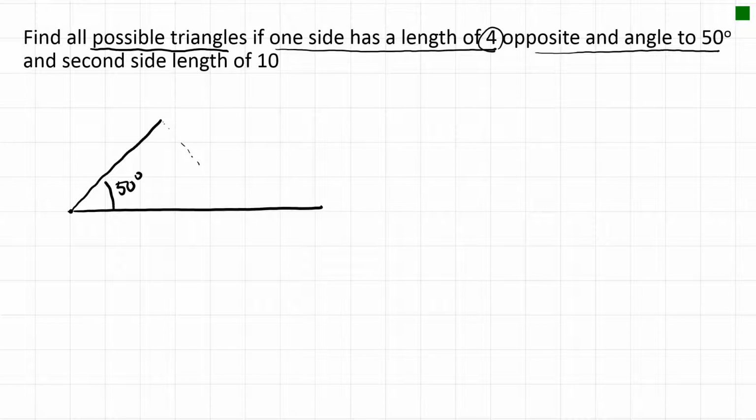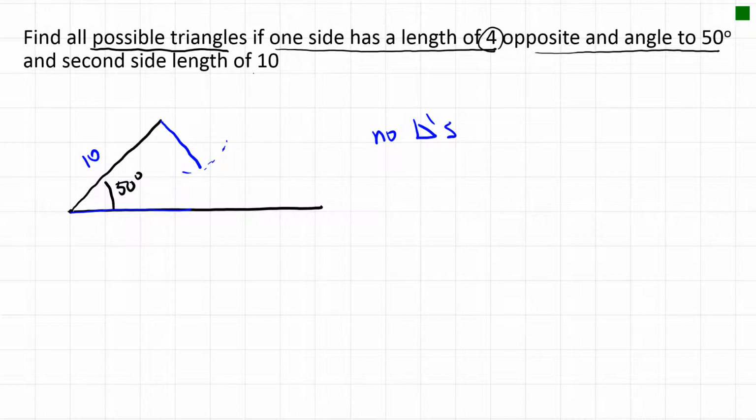I'm not going to draw it in yet. The second side is 10. So that means that this side here is 10, or this side, this one right here. It doesn't matter which one. I'm going to choose the top one there, 10, and so this is 4, which is shorter than the 10. Now, I can see that that's going to dangle, right? That's not going to hit the bottom of the triangle. So my prediction is that there are no triangles.